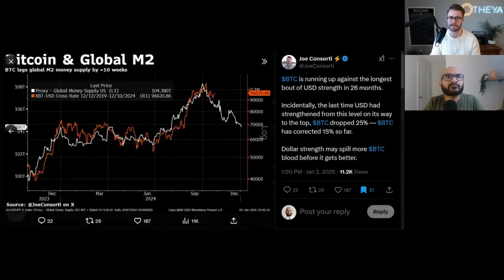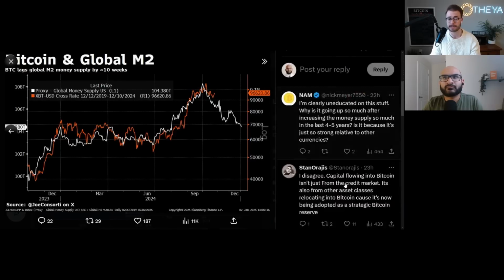Basically, there's been this loose correlation between Bitcoin and the global M2 money stock, right? Over time. It's been very loose. I have another chart. If you zoom out, it's basically just directionally correlating to it. It's not like 1-to-1. It's not super duper close.